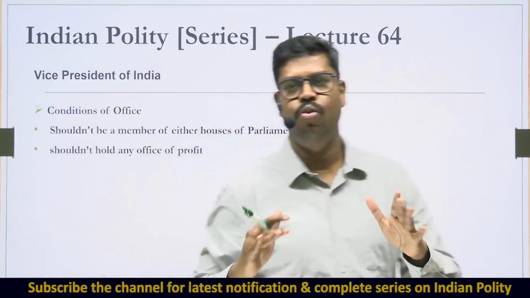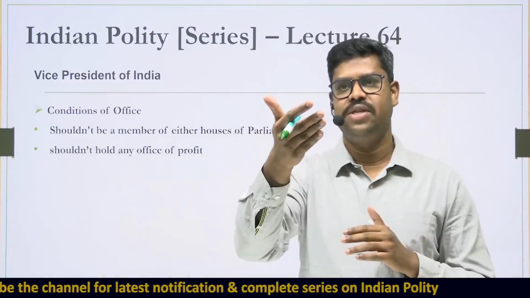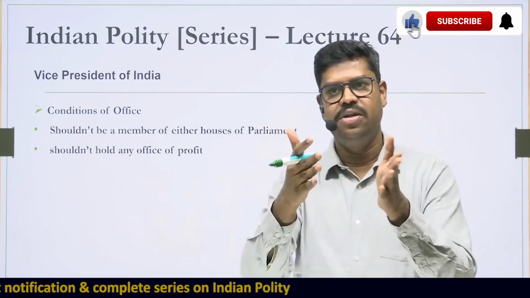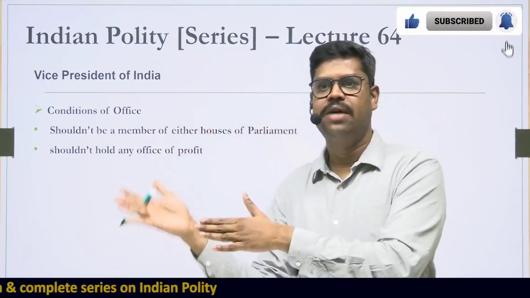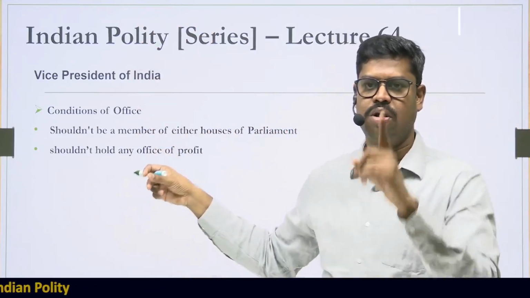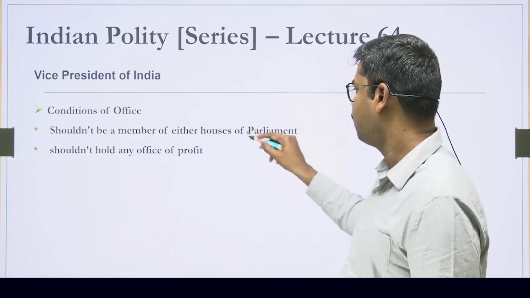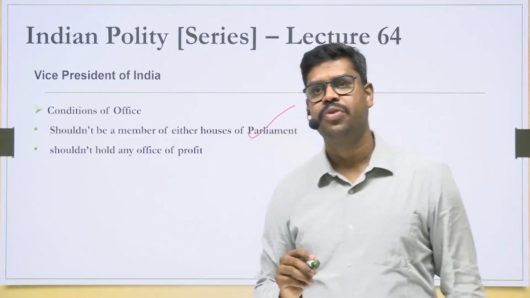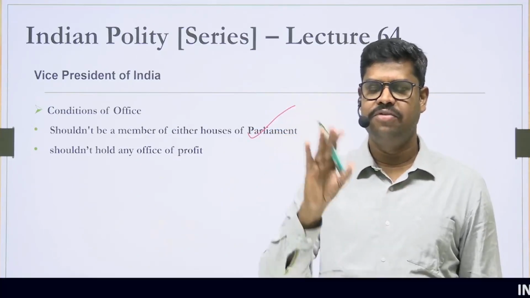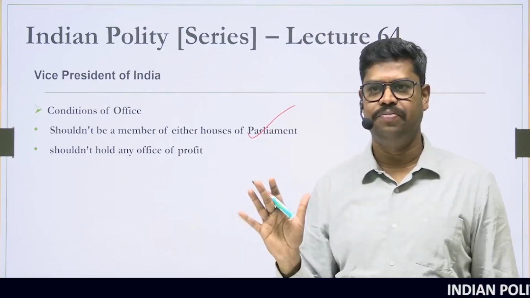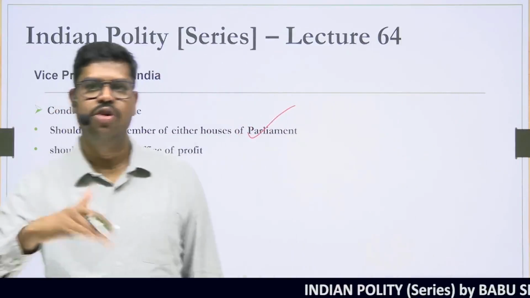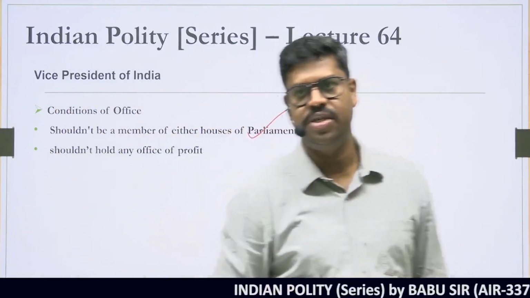So similarly, once somebody gets elected to the office of the vice president, after he satisfies all the qualifications, he contests the election, he wins the election, he becomes a vice president. To continue in the office of the vice president, he has to satisfy these conditions. So what are the conditions? One, he should not be a member of either house of the parliament. That means the constitution does not bar a member of parliament or a member of state legislature from contesting the election. They can contest the election, but the moment they win the election of vice president, then they cannot continue to be a member of parliament or a member of state legislature.